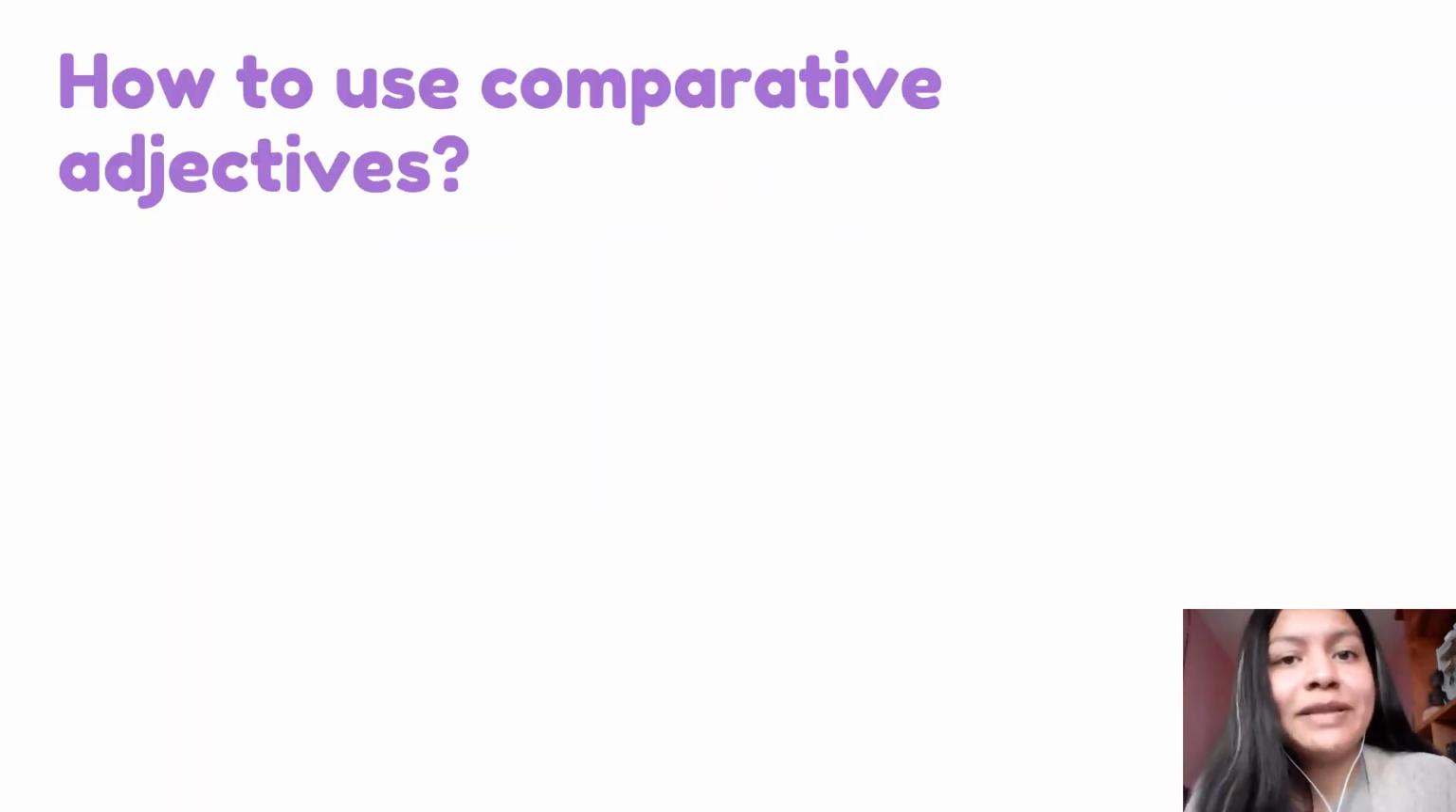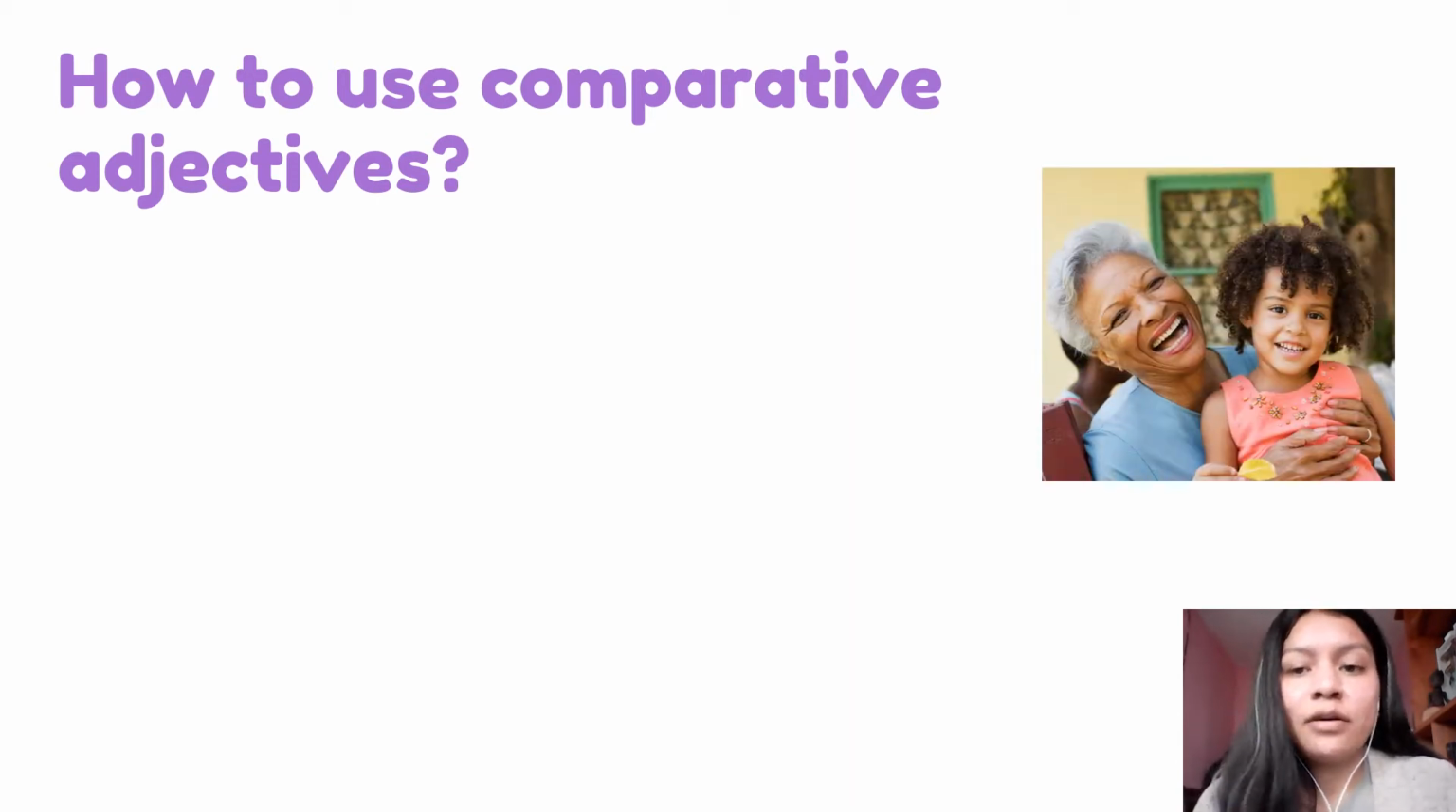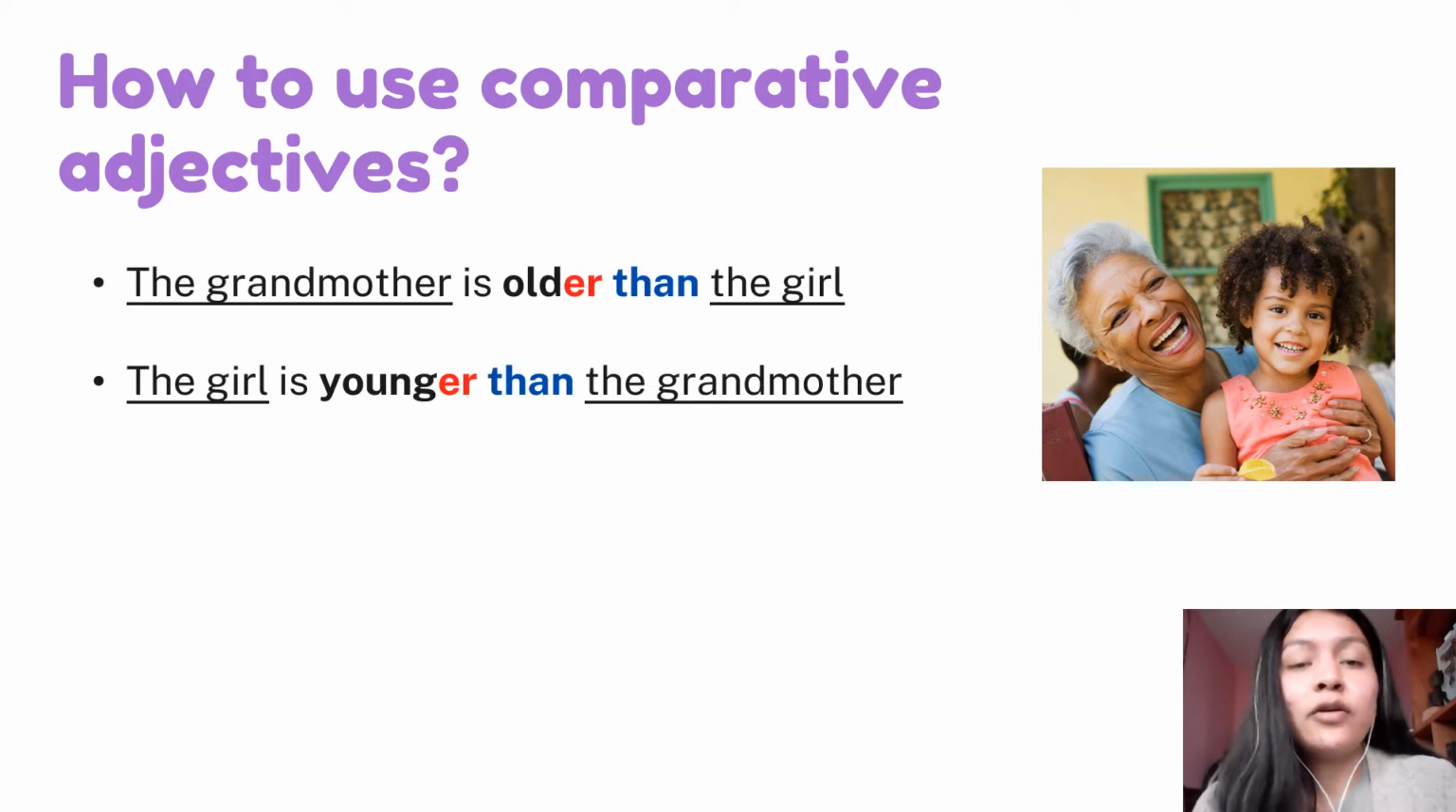Let's have a look at some examples to understand better. There's an image to support us, and it's this one. We have a grandmother and a girl smiling. Having this image, our first sentence could be, the grandmother is older than the girl. If you notice, there are two subjects, which are the grandmother and the girl. So we have a comparative sentence.